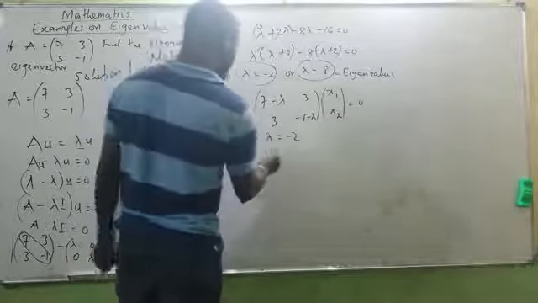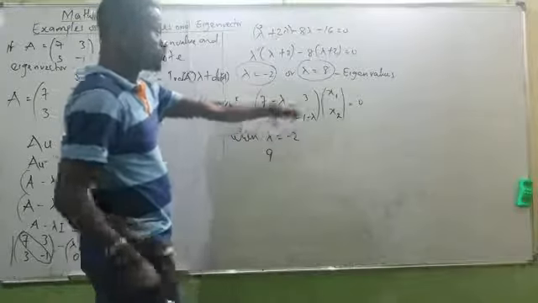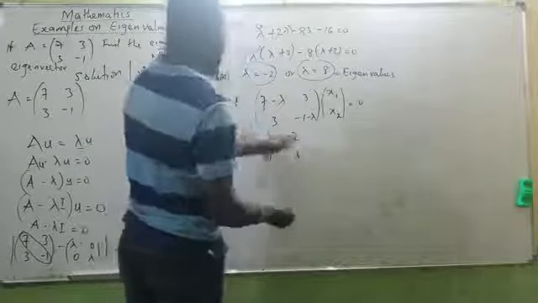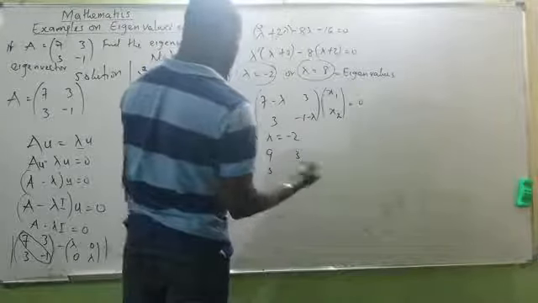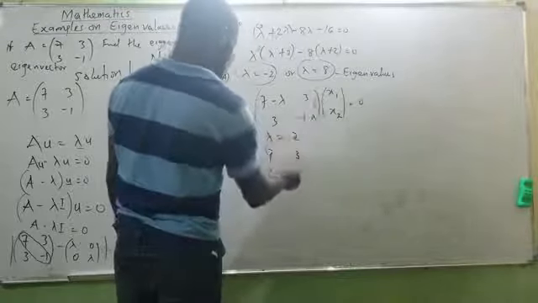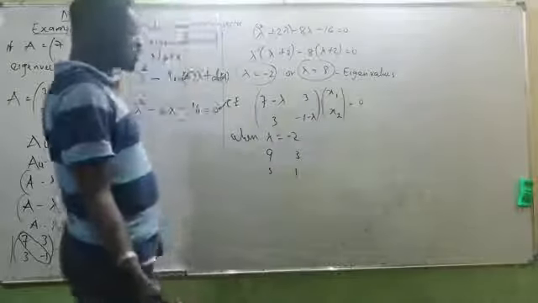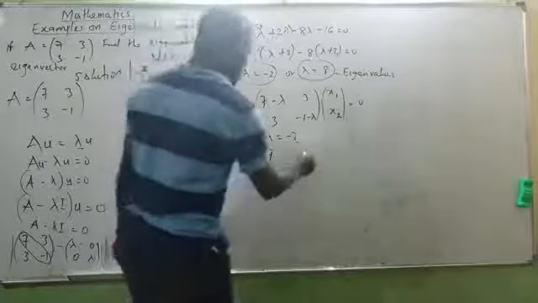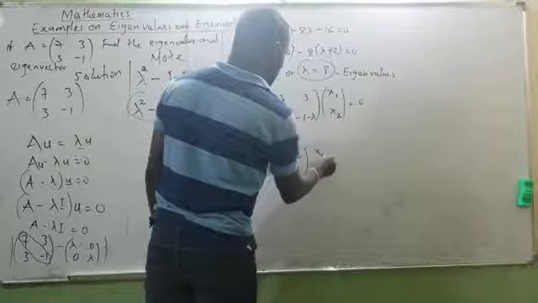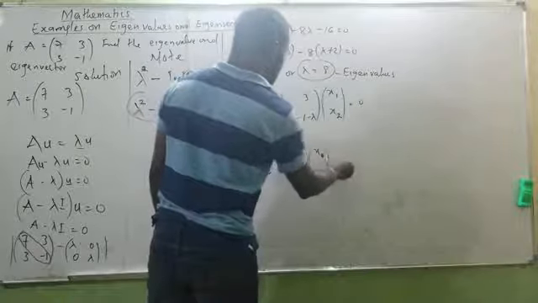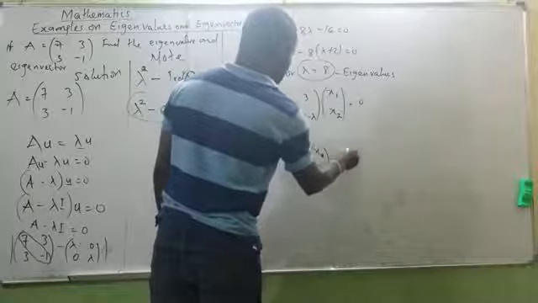It means I'll be having 9, since my lambda is minus 2, then 3, 3, and minus 1 plus 2, that will be 1, times x1, x2, which is going to be 0, 0.